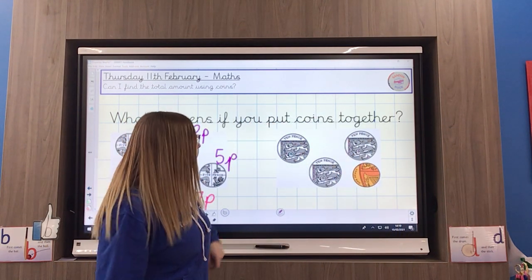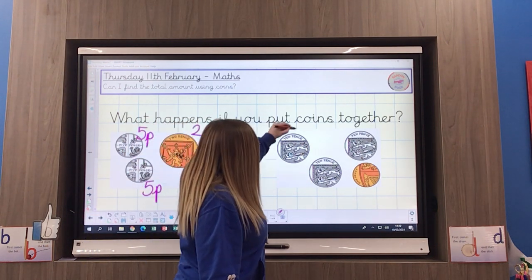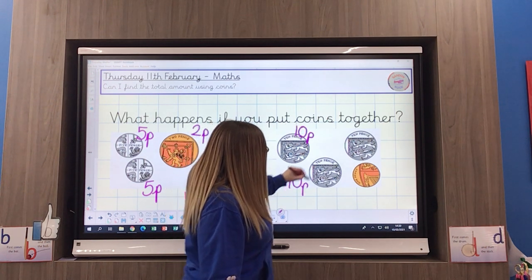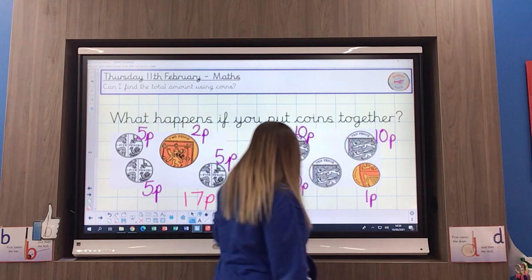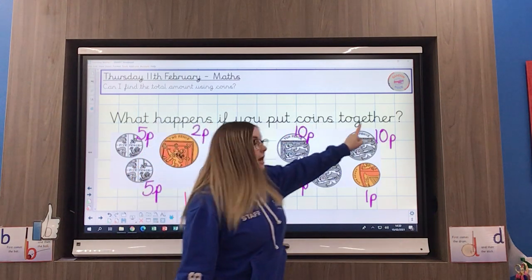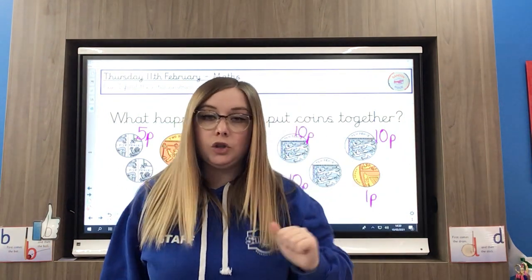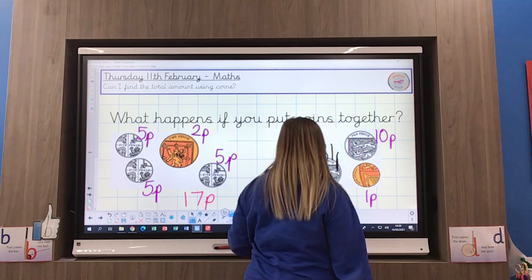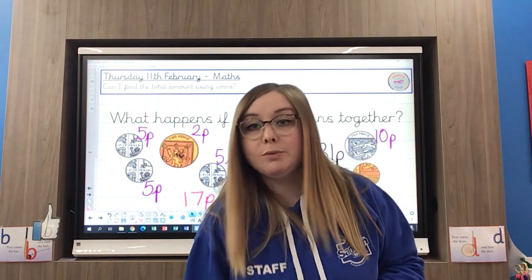Let's have another go then. So this time my coins are 10 pence coins. So I've got 1 10 here, another 10, another 10, and a 1. So what would that equal all together? 10, 20, 30, add 1, 30, 31. So all together there is 31 pence. So to find the total, we've got to add together some amounts of coins.